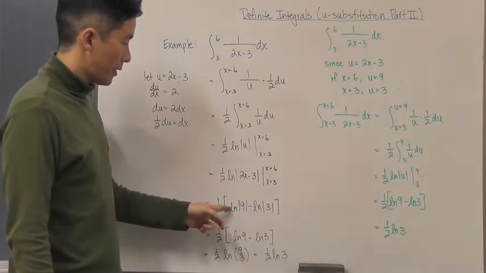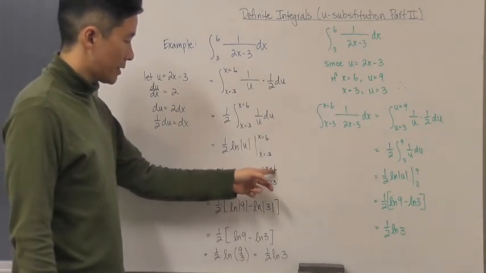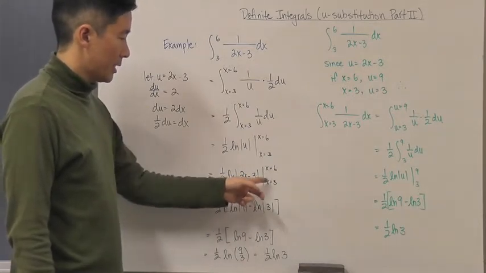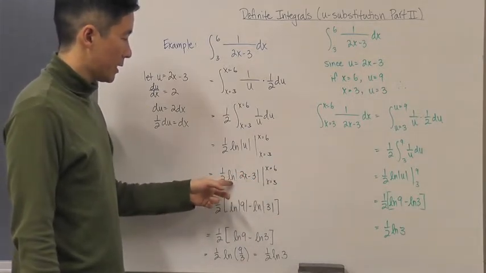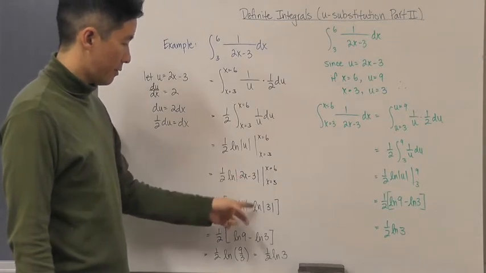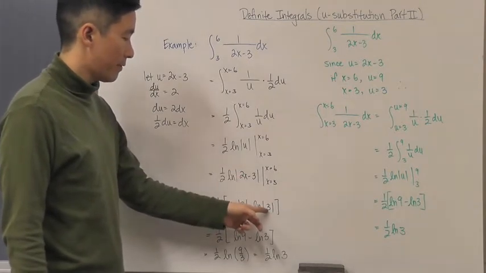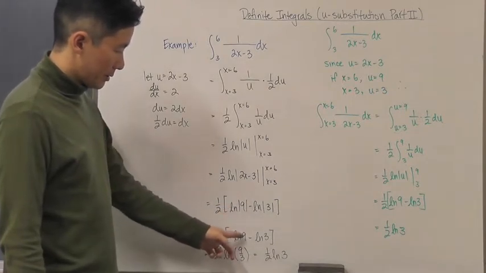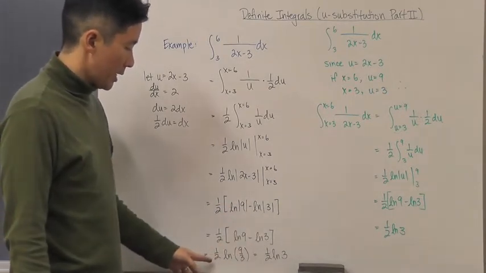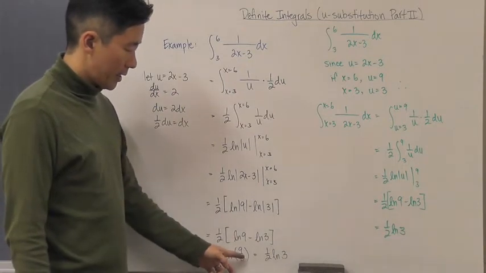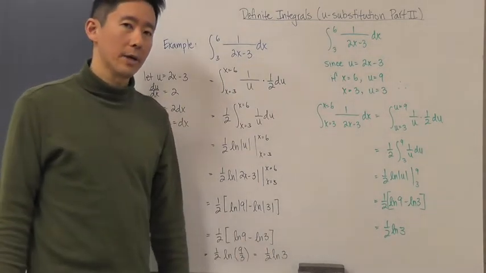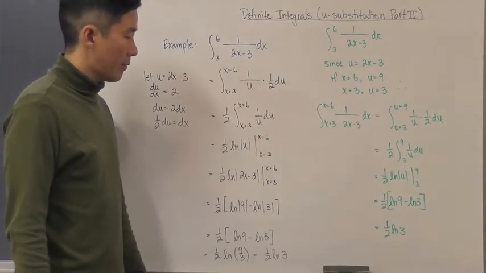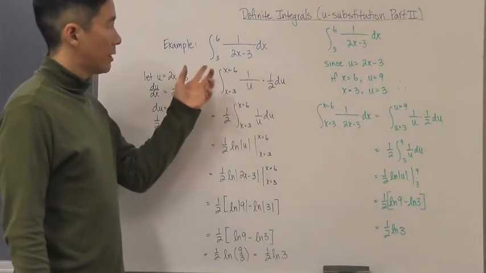So I have 1/2 the natural log of the absolute value. If I substitute the 6 here, that's 12 minus 3, which is 9. Minus, if I substitute the 3 here, I get the natural log of the absolute value of 3. So now I can go ahead and simplify this. 1/2, that's the natural log of 9 minus the natural log of 3. That's the same thing as 1/2 the natural log of 9 over 3, which is 1/2 the natural log of 3.